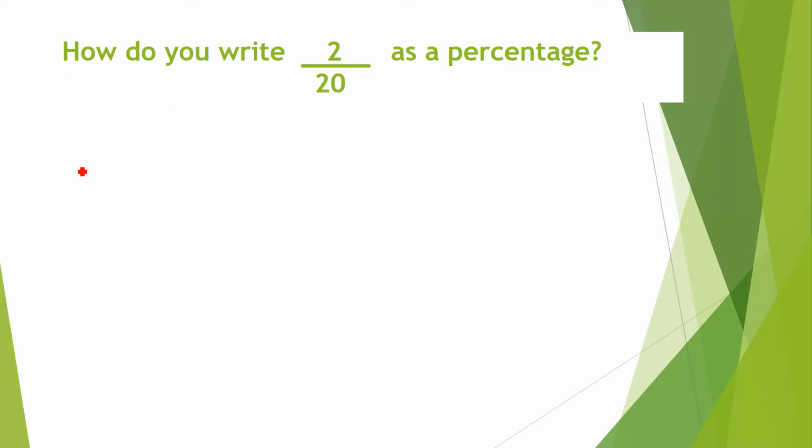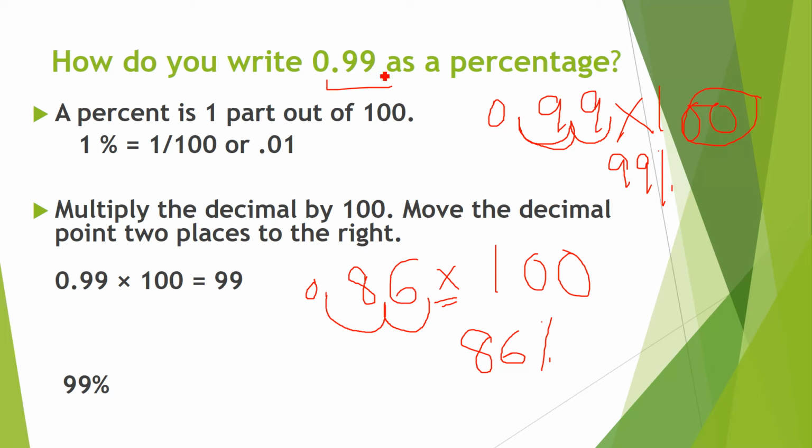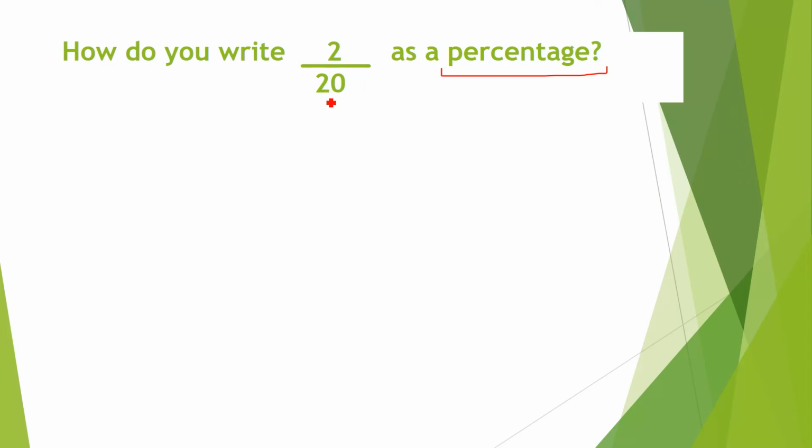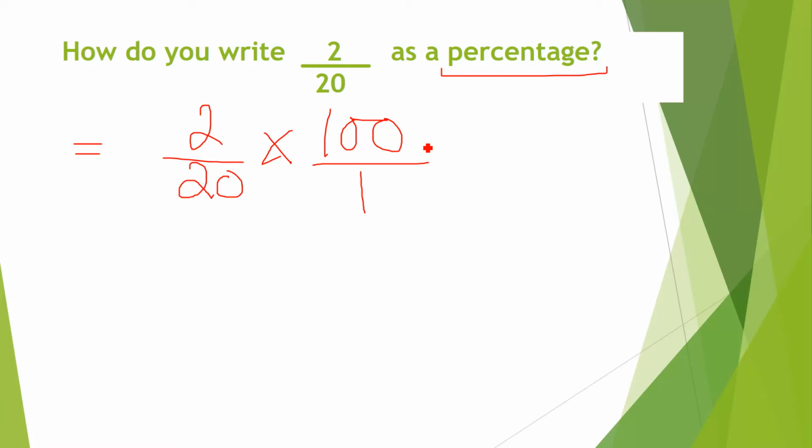Okay, so the next question is, how do you write 2 divided by 20 as a percentage? Here is a fraction. In the previous question it was the number 0.99 that you had to convert to a percentage. Here we have a fraction. How can you convert this fraction into a percentage? Same formula you have to use. 2 divided by 20 multiplied by 100. We are converting into a percentage, so you have to multiply by 100. Here we do not have any denominator. If you want to write it down, the denominator is 1, otherwise 100 is fine.